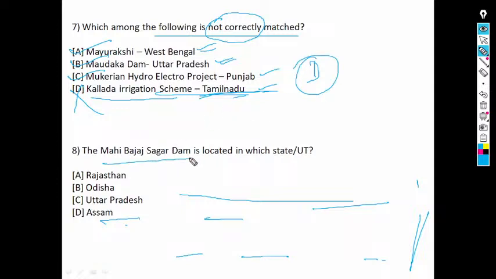Then, Mahi Bajaj Sagar Dam is located in which state? Rajasthan, Odisha, Uttar Pradesh, or Assam? Mahi Bajaj Sagar Dam is not in Odisha, not in Uttar Pradesh, not in Assam. This is A for Rajasthan, A for Agra.